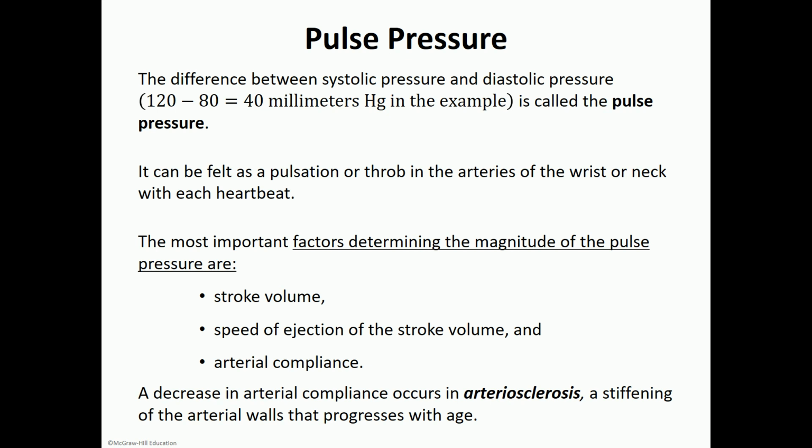The speed of the ejection of the stroke volume, which really depends on the force of the contraction of the ventricles, again, would help in increasing your pulse pressure. And then you have the arterial compliance. Remember we said that as we lose the arterial compliance due to atherosclerosis in aging, that is going to increase our systolic pressure.